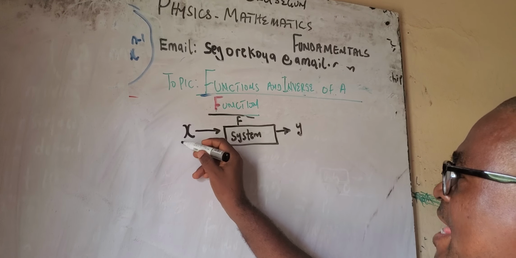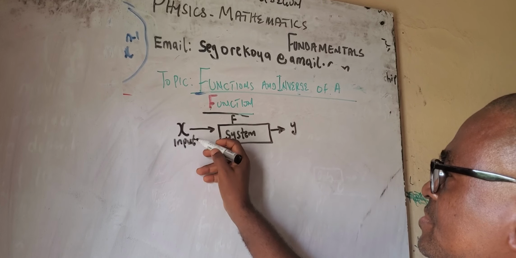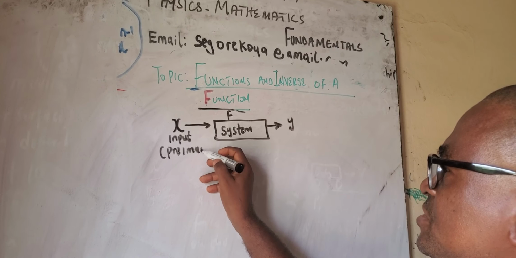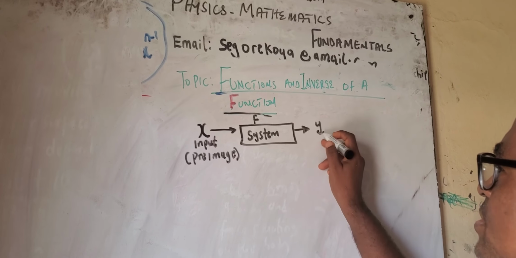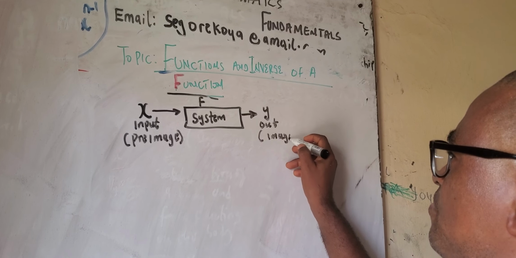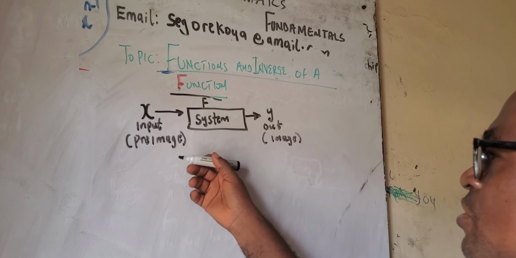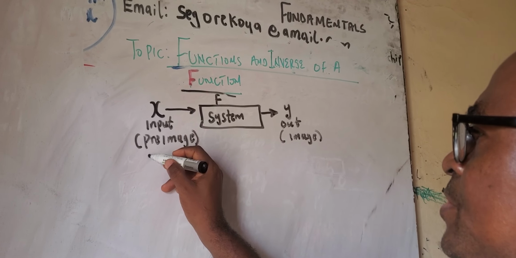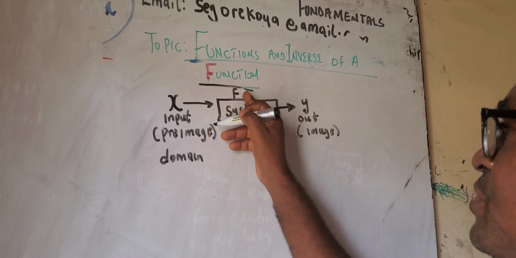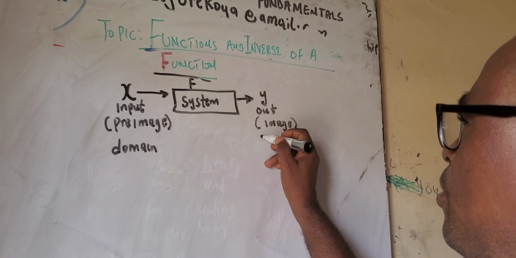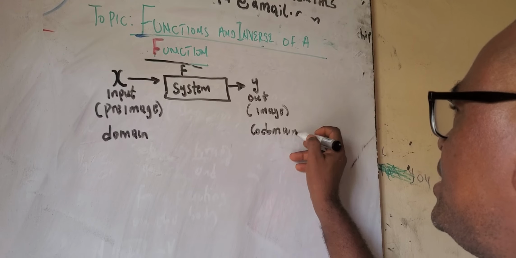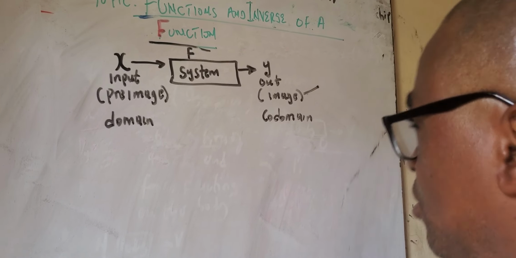This input that I have here has names. One of the names is called pre-image. Pre-image means before image. And what is the output that we have here is called image. So pre-image for image. This pre-image can also be called domain of this function, and this image is called codomain. This image can also be called range.